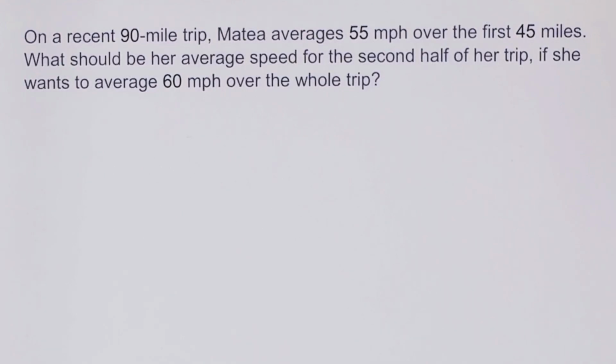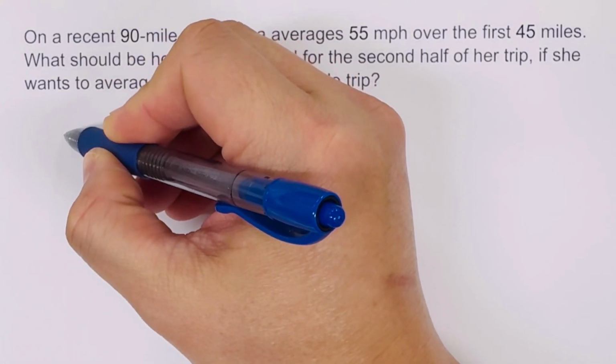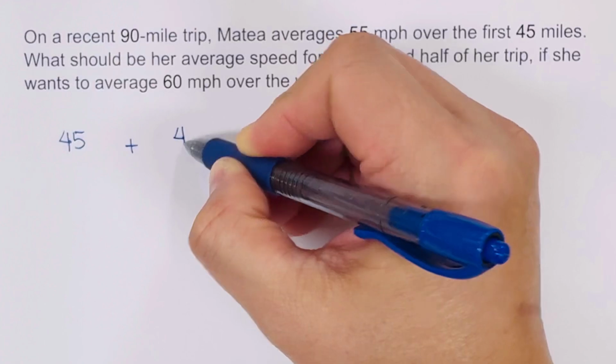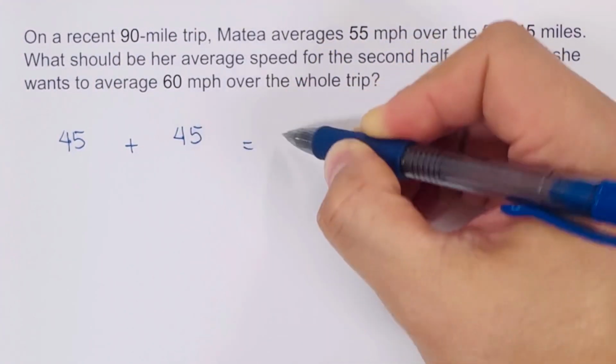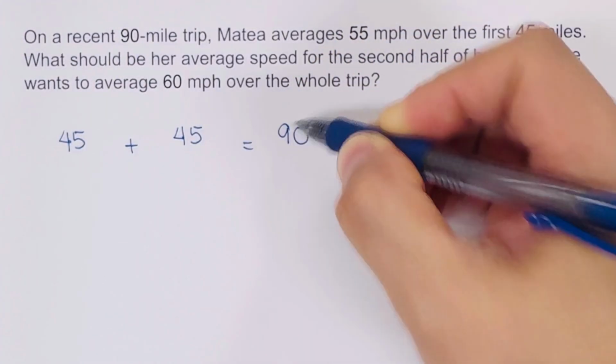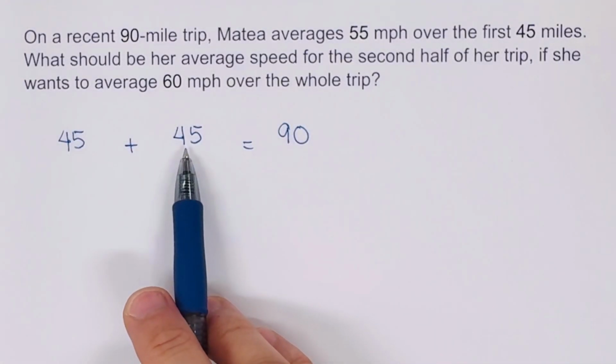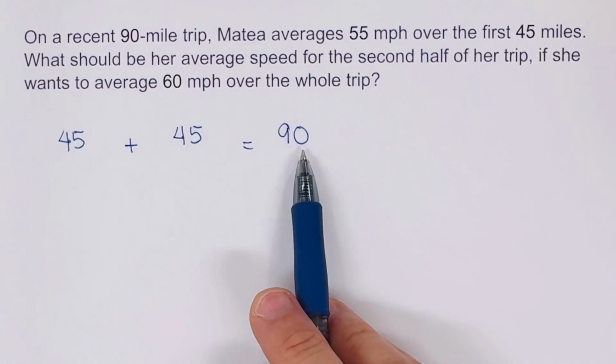So we're going to set up the equation for this problem. We say that the total trip is 90 miles, so it was cut in half and half. We can say we have 45 plus 45, that will give us 90. So that's the distance, 45 miles and then 45 miles. The total is 90 miles.